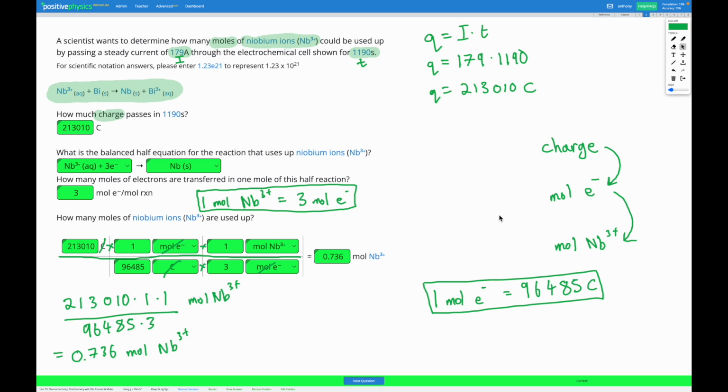For our conversion factors, we've got Faraday's constant, which tells us the conversion between 1 mole of electrons and coulombs. And then we're going to use a balanced half equation for that element to figure out the conversion factor between moles of electrons and moles of the thing we're trying to find.